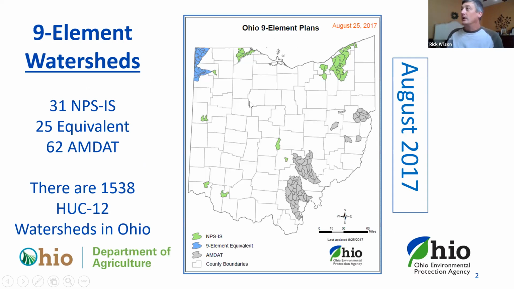Okay, so back in August of 2017, we had a meeting where I presented where we are with 9-element plans. This is from 3 years ago. Back then we had 31 9-element plans according to our process. We had some AMDATs that we're still using. We had some we call equivalent, which were TMDL related watershed action plans that were approved in Indiana. But how many do we have now?